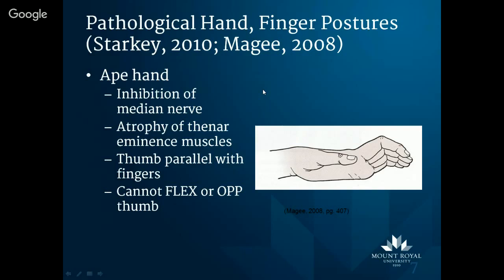Ape hand is a condition where the median nerve has been inhibited, potentially because of an entrapment or a previous injury. When this happens, the muscles in the hand that are innervated by the median nerve, such as the thenar eminence, become weak and atrophy. As a result, the thumb ends up in a posture parallel with the rest of the fingers. In addition, because there's atrophy of the thenar muscles, the thumb is unable to flex or oppose.